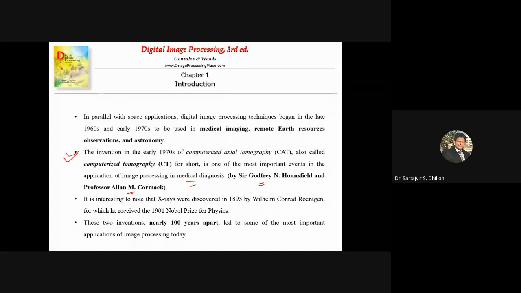Yeah, we are talking about the space applications, and after that, it is used in medical imaging as well as for remote Earth resources observation and astronomy.